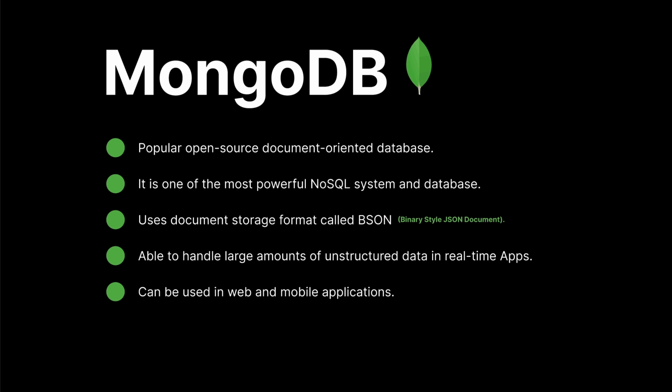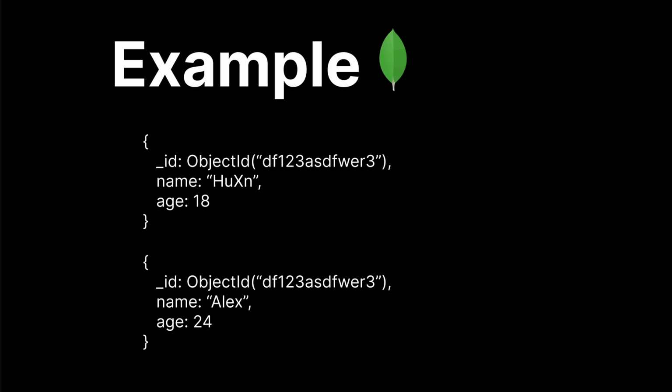Okay, so this is just a basic introduction of MongoDB, and now let me show you a basic code of MongoDB. This is an example of basic code of MongoDB. If you write a few commands, it will create this code for us. Here you can see we have this name, and name is set to Hussein and age is set to 18. Then we have another person with the name of Alex and the age of 24.